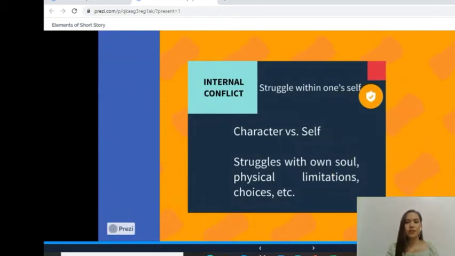First, let's talk about internal conflicts. Struggle with oneself. Character versus self. Struggles with own soul, physical limitation, and choices, etc. It is something about character versus him or herself, fighting against physical, psychological, or emotional feelings of the character. It doesn't involve anything or other characters in the story. It's just one character himself.